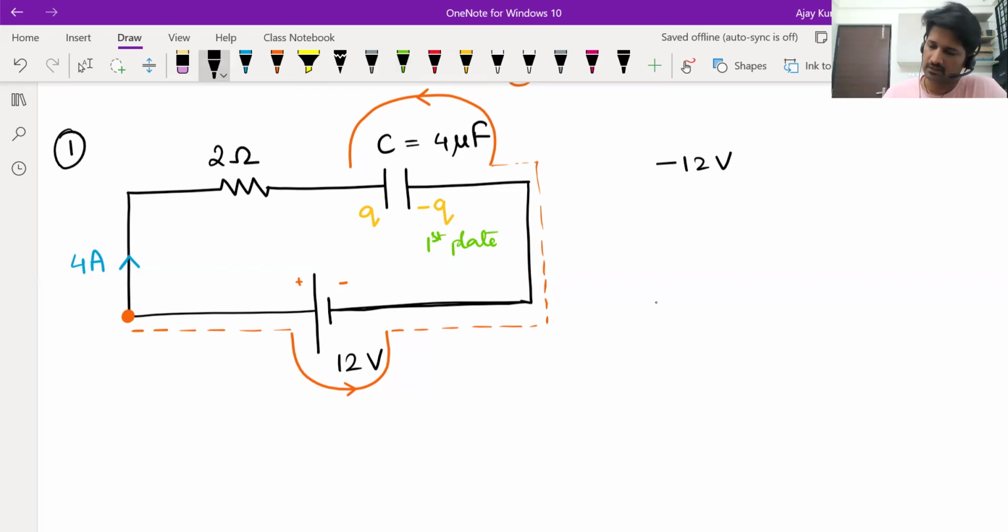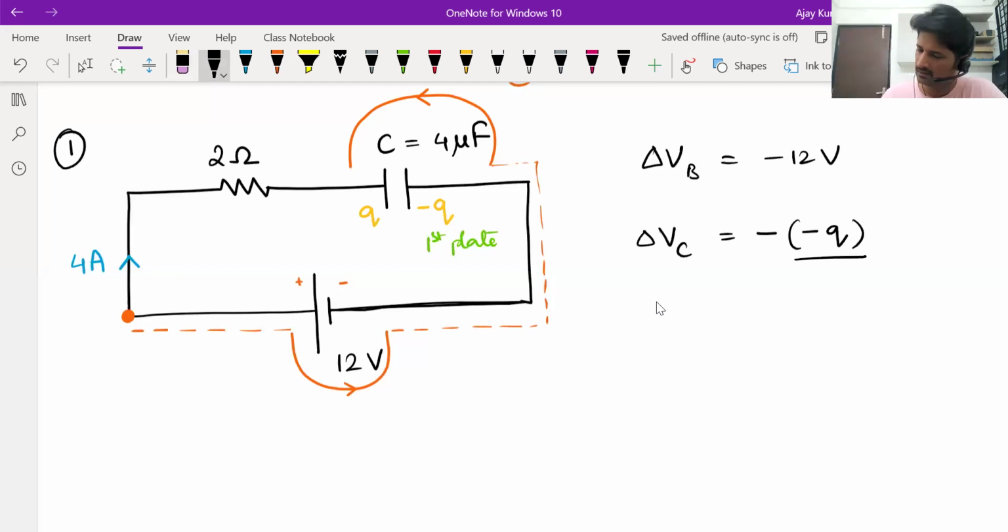Now potential change across the capacitor. Okay, it's better I write step by step. Potential change across battery here is minus 12 volts direct, because we know its voltage, we can tell. Potential change across the capacitor here becomes negative of charge on the first plate divided by C. So minus of minus Q divided by C. Next, continue moving along the loop.